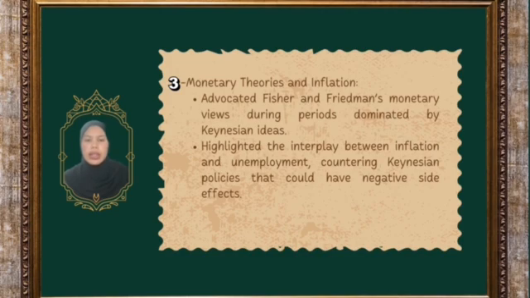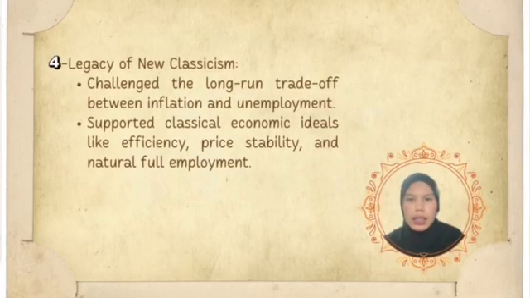They argue that Keynesian policies, such as prioritizing income policies to address unemployment, could lead to unintended negative side effects. Lastly, the legacy of the New Classicism. The Chicago School also laid the foundation for New Classicism, which rejected the idea of a long-term trade-off between inflation and unemployment. Instead, it promoted classical ideas, including economic efficiency, price stability, and achieving natural full employment. This optimistic perspective continues to influence economic thinking today.